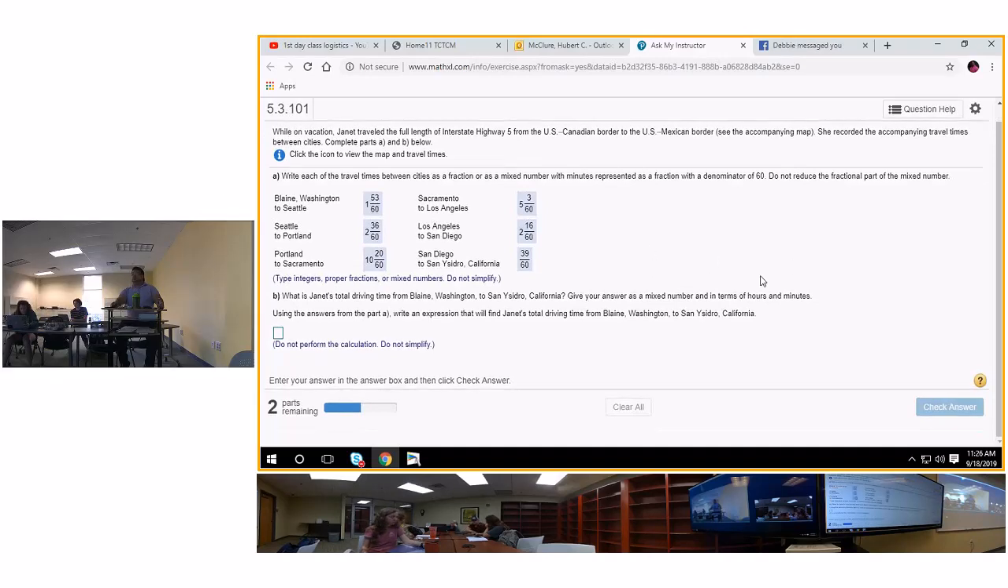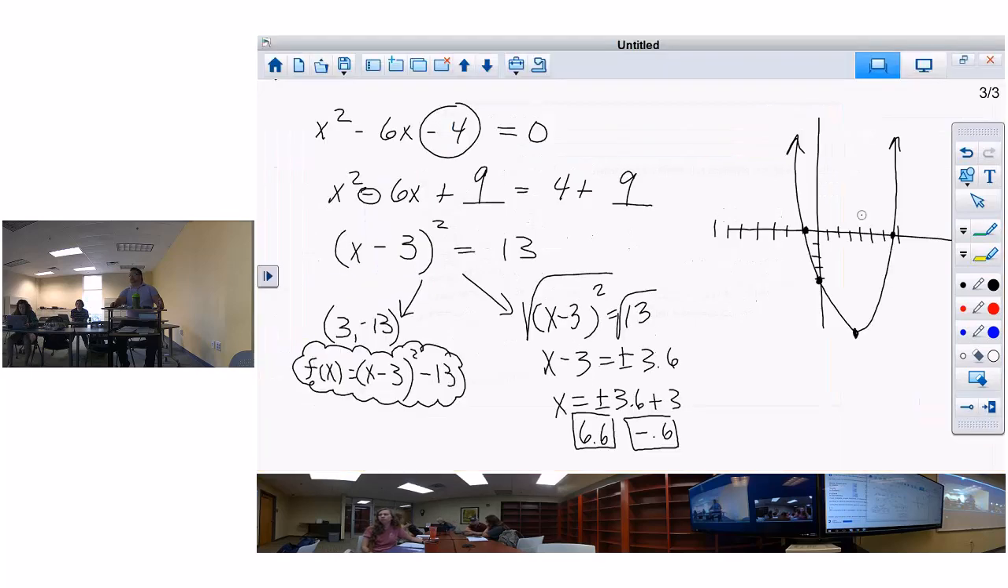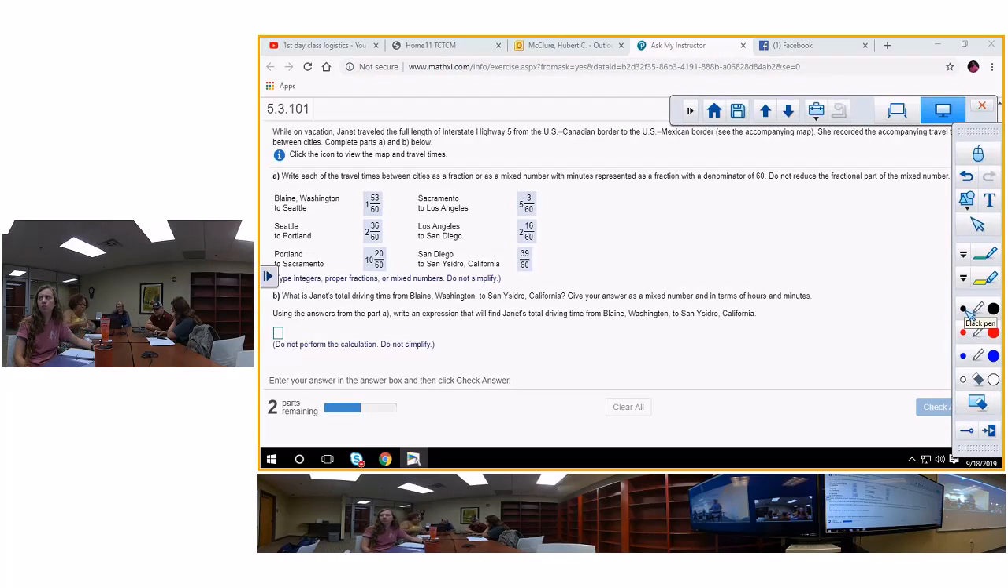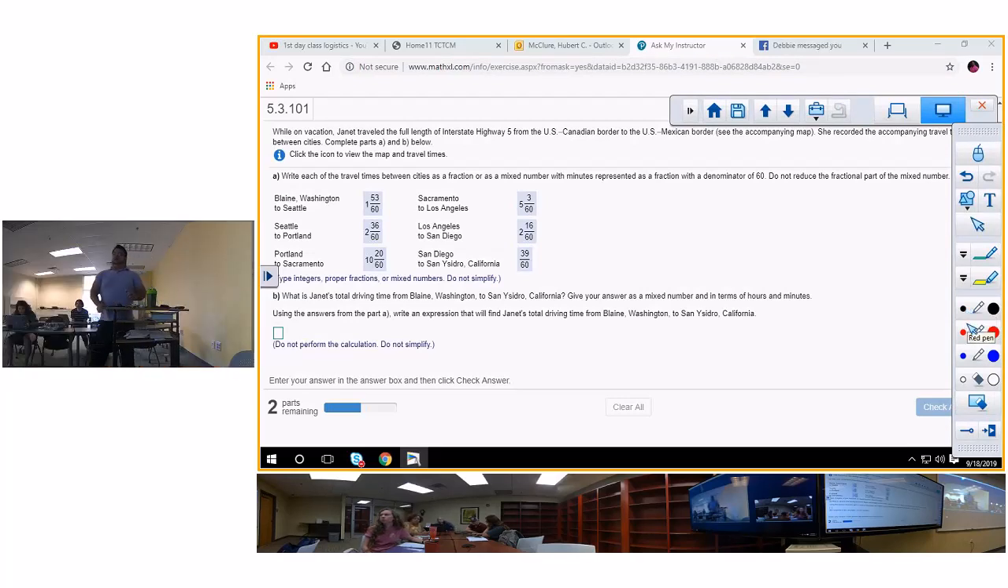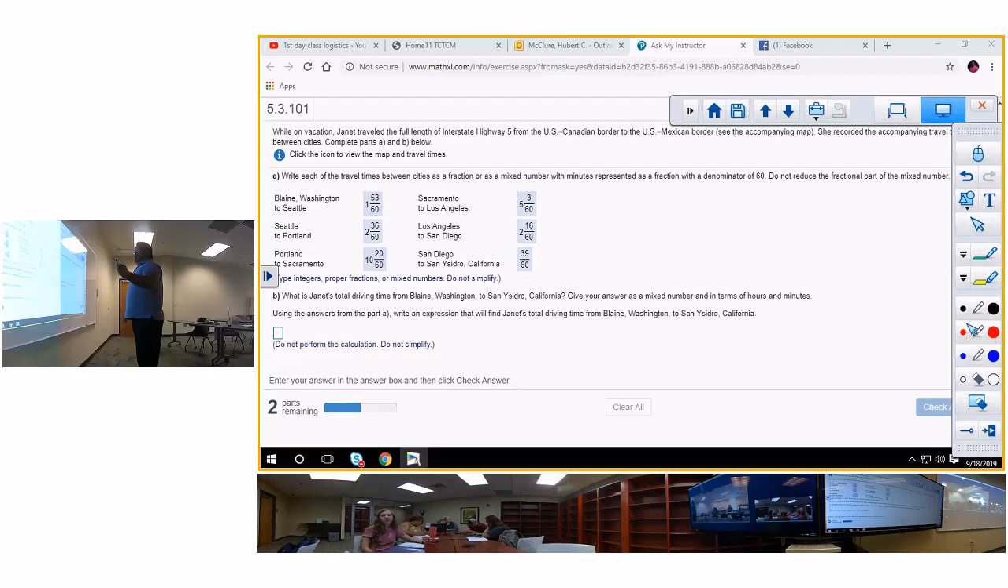Okay, now it says, what is the difference? I'm trying to find my whiteboard. Here it is. What is Janet's total driving time from Blaine, Washington, to San Ysidro, California? So San Ysidro, you got to add all of them up. So let's do that.